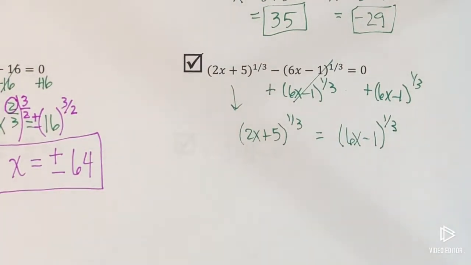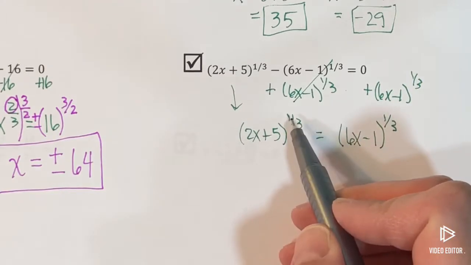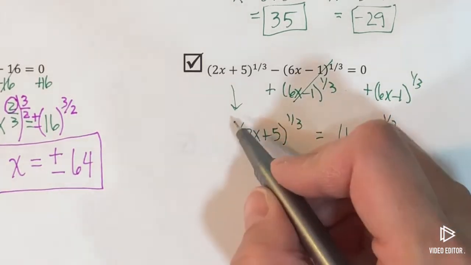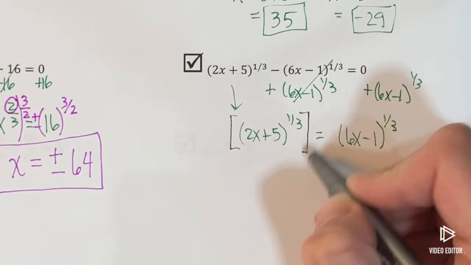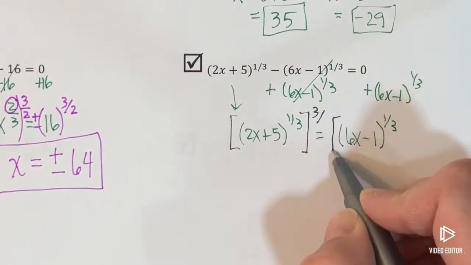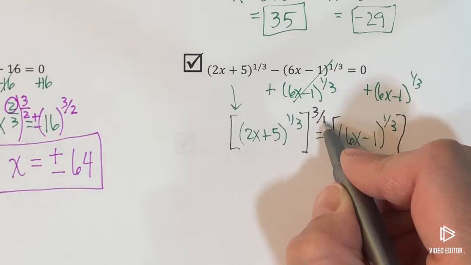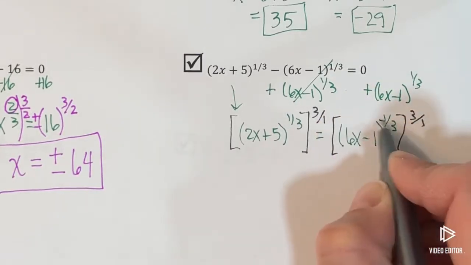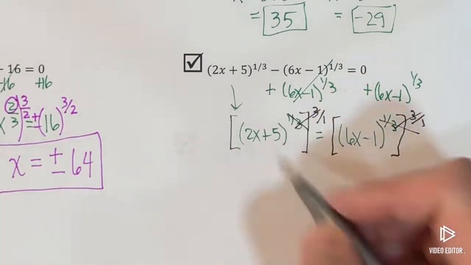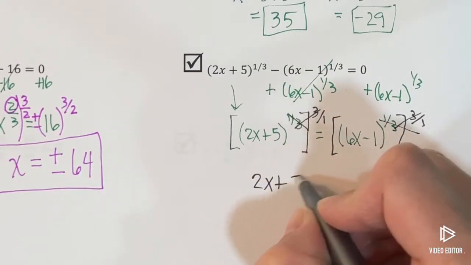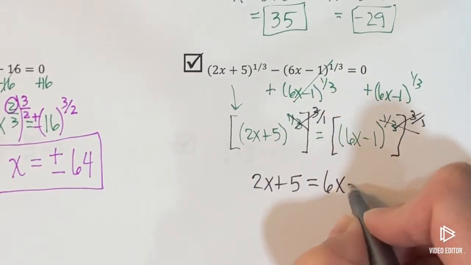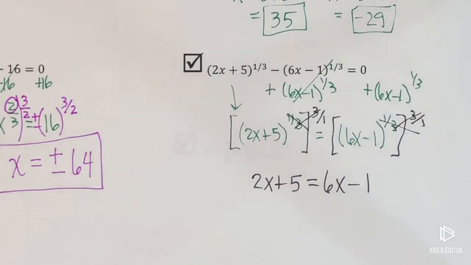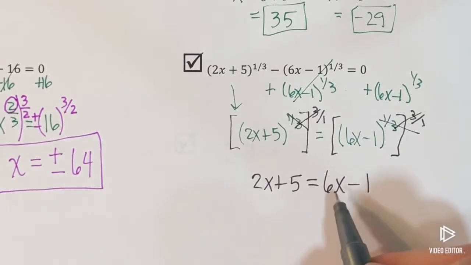Looking at those fraction exponents, both of my numerators are odd, so I don't have to worry about the plus or minus. To undo a 1/3, its reciprocal is 3/1. And notice here, those are going to go away on both sides and leave you 2x plus 5 equals 6x minus 1. Is that quadratic? There's no power of 2 on x, so it's linear.